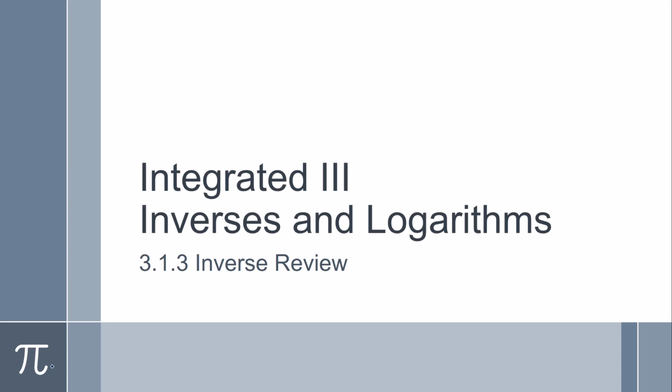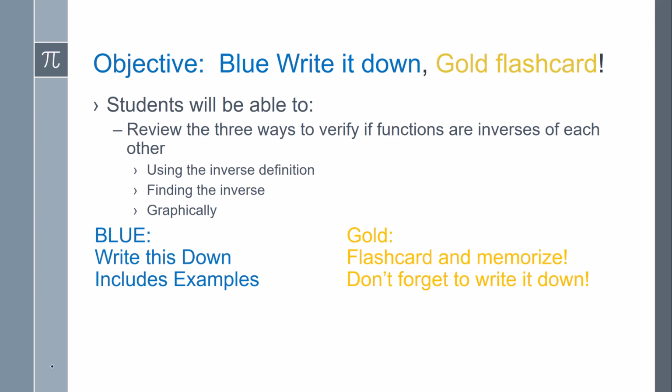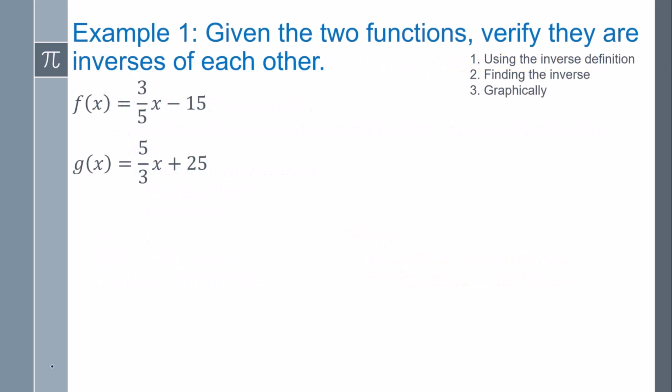This is section 313, and we're going to take a look at using all of the different things that we've talked about with inverses, and we're going to put them together. So we're going to re-examine using the inverse definition, finding the inverse, and then graphically determining if things are inverses of each other. So the first is using the definition of an inverse.